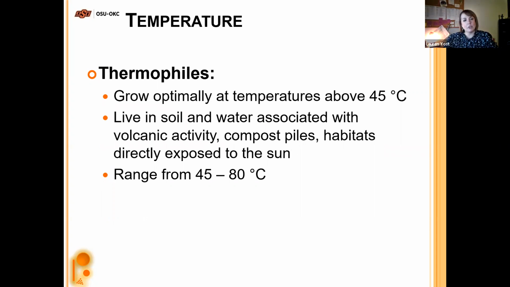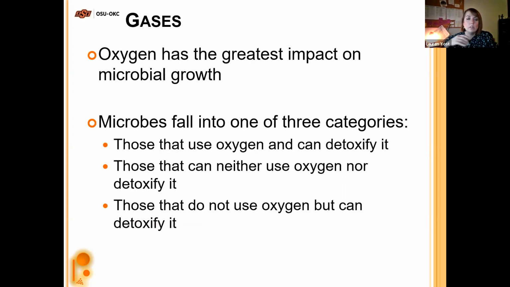They grow optimally at temperatures above 45 degrees Celsius. They live in soil and water associated with volcanic activity, compost piles, habitats directly exposed to the sun. The range that they grow at is between 45 to 80 degrees Celsius. So optimal at 45 degrees Celsius.